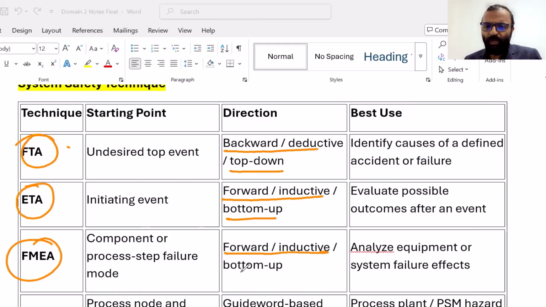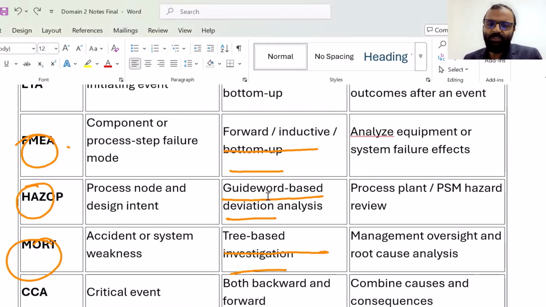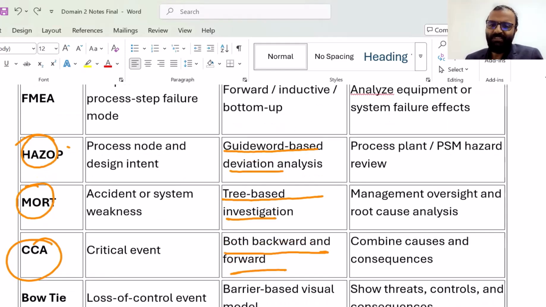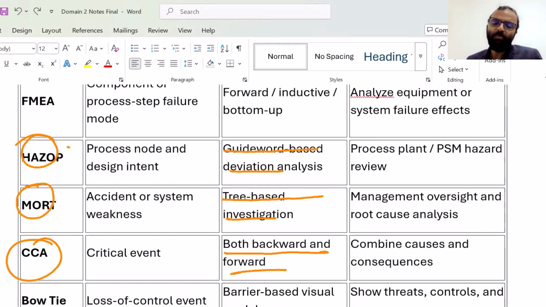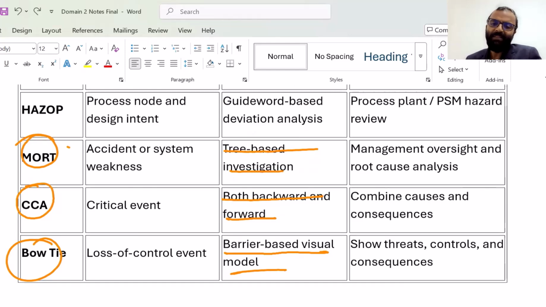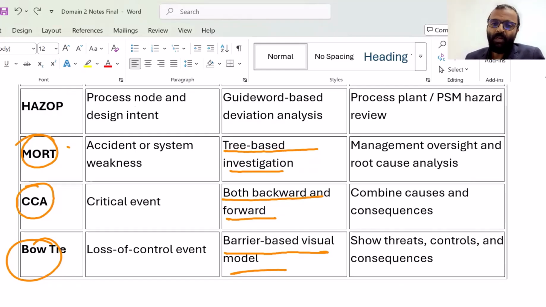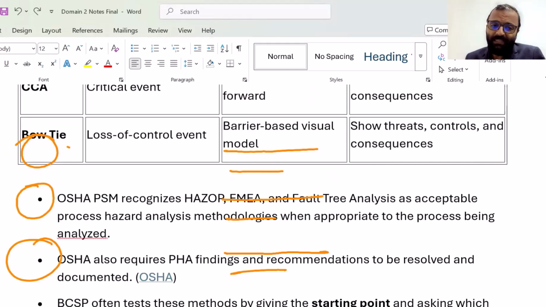FMEA: forward, inductive, and bottom up. HAZOP uses guide words. MORT is tree-based investigation. CCA is backward and forward both. Bow tie is a barrier-based visual model. When they ask which is the visual model, it is bow tie. Now we will understand each and everything in detail.